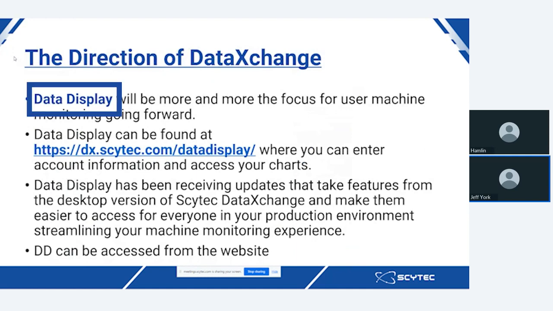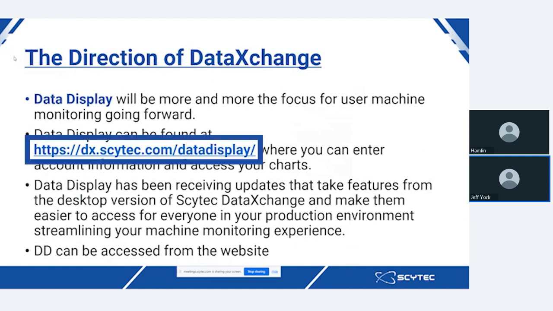Data Display is the browser and mobile reporting tool with all of your favorite charts from Scytec DataXchange, the Windows desktop version, that you can find by going to dx.scytec.com/datadisplay, where you can enter in your account credentials and access your charts that way.